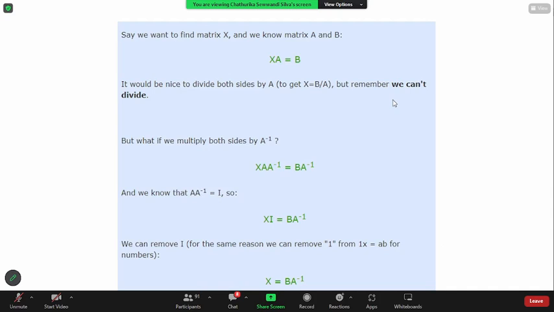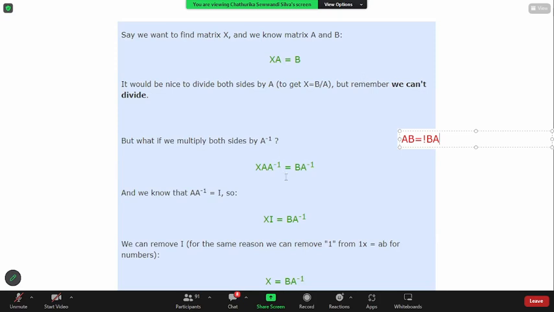Yes, because of the commutative law, right? Under the commutative law, you have learned that AB is not going to be equal to BA. So here, it is important the place where you put the matrix. When you multiply, you should preserve the order, right? You should preserve the order.